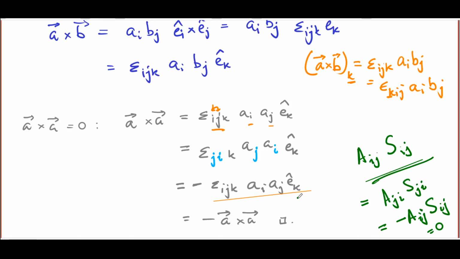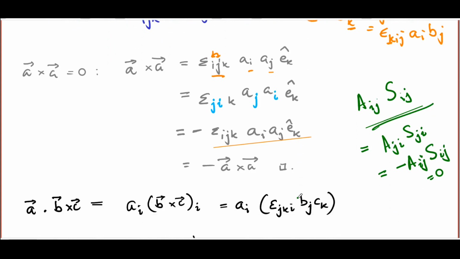Okay, this was rather trivial. At least the result was rather trivial. Let us try to take a look at something a bit less trivial, which is the scalar triple product. A combination of 3 vectors which yields a scalar, A dot B cross C.